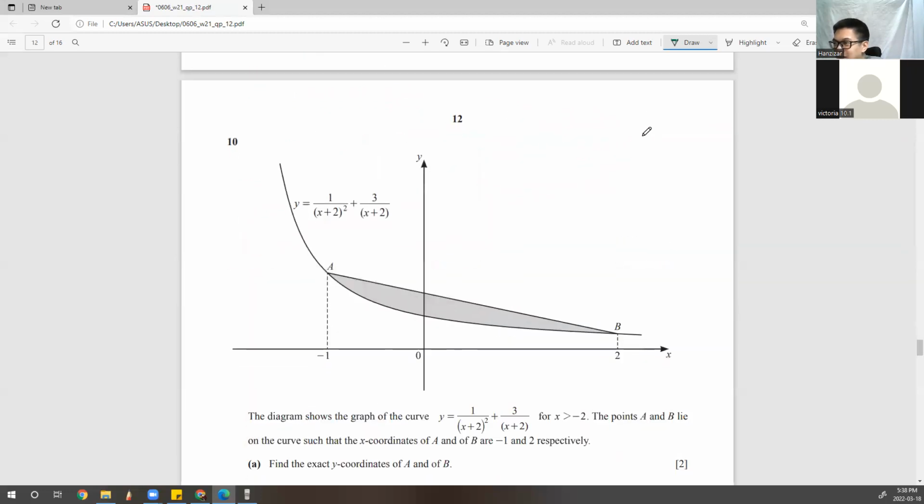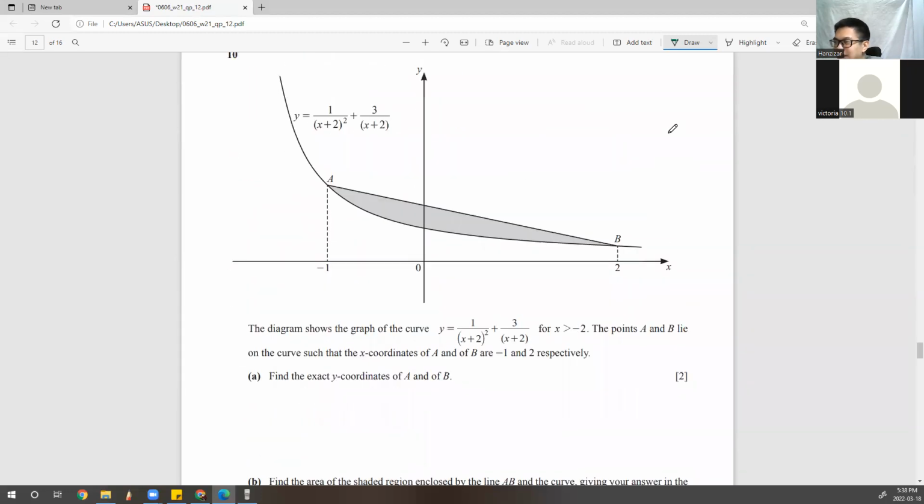Next, find the exact coordinates of A and of B. Okay, so the x-coordinates of A and of B are -1 and 2 respectively. So this -1 is on the curve, and this 2 is on the curve also. The A and B are on the curve, so you can just write YA equals 1 over (XA plus 2) squared, right, plus 3 over XA plus 2, done.